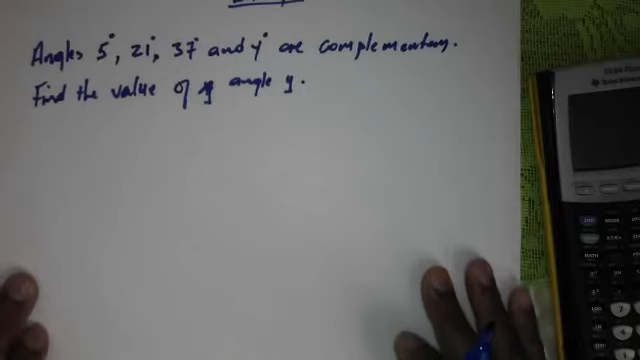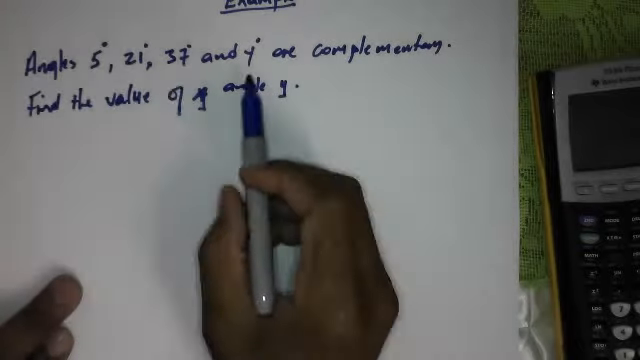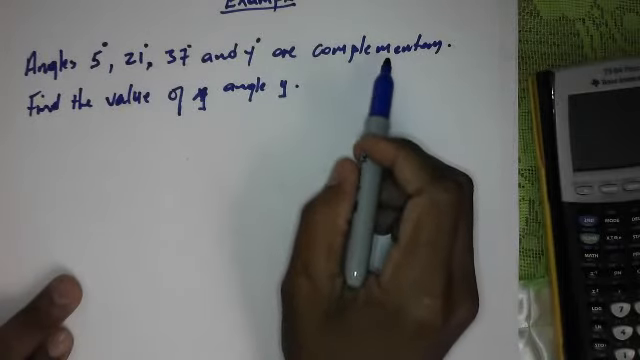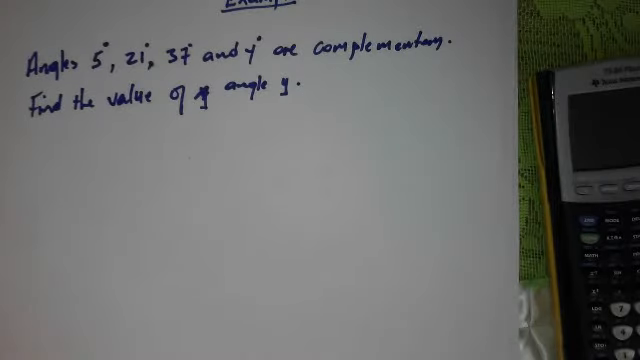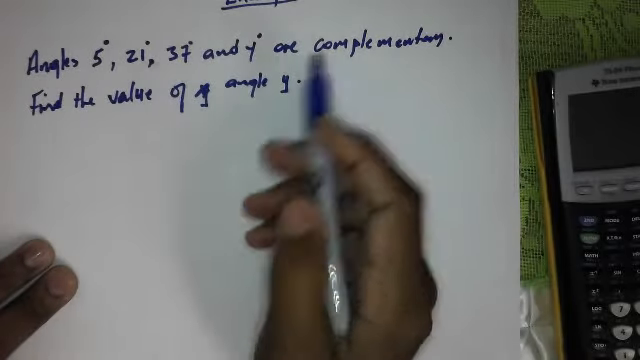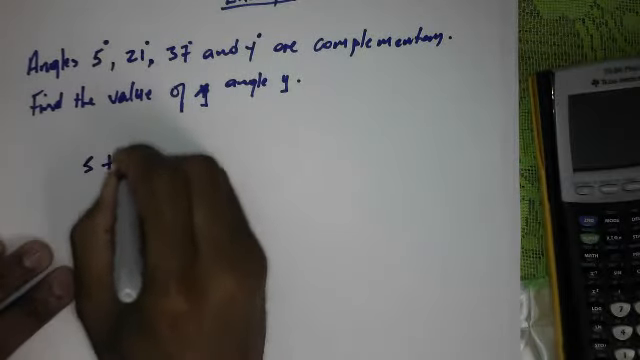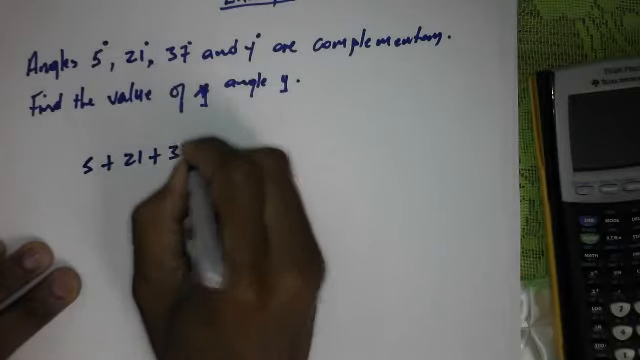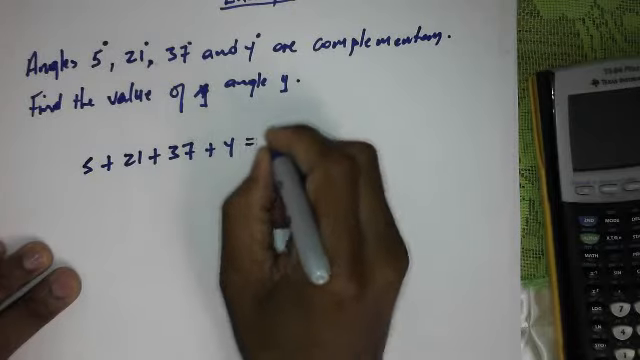Alright, let's look at our final example. Our final example here says angles 5, 21, 37, and y are complementary. Find the value of angle y. Remember that complementary angles add up to 90 degrees. So we need to sum all four angles and equate it to 90 in order to find y. So it would be 5 plus 21 plus 37 plus y, and that will equal 90 degrees.